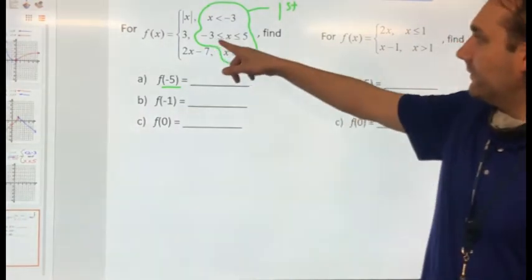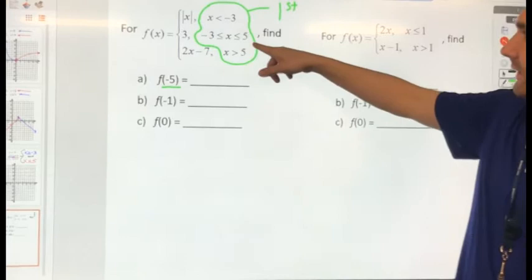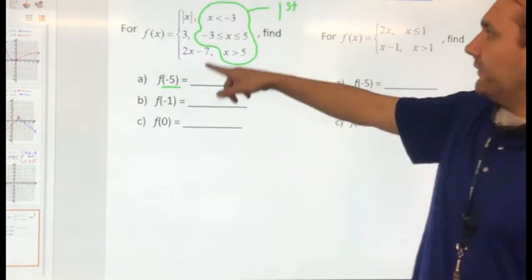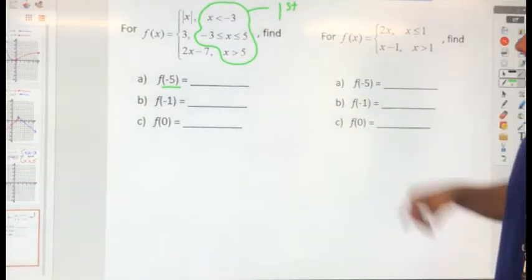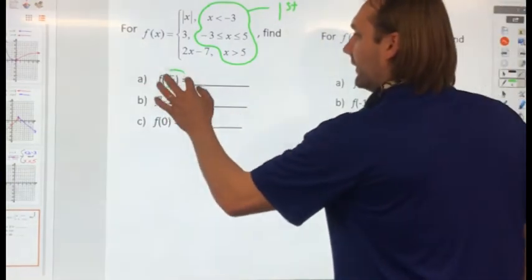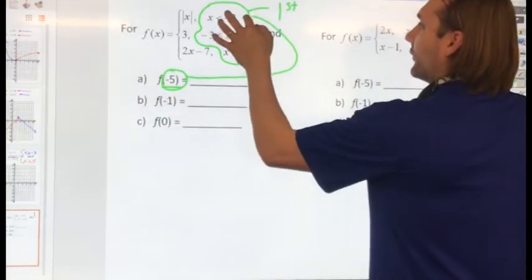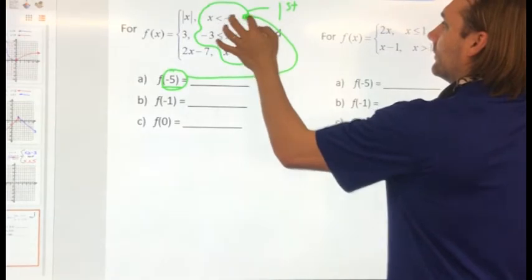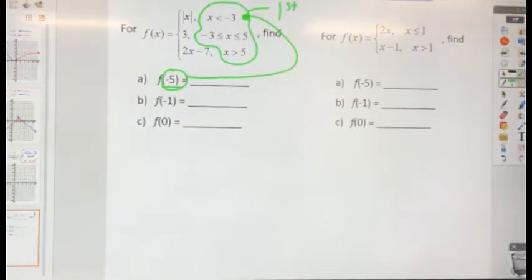Is negative 5 greater than negative 3 and less than 5? Or is negative 5 less than negative 3? I can say no. Okay, so negative 5 works for this one. Negative 5 is less than negative 3.